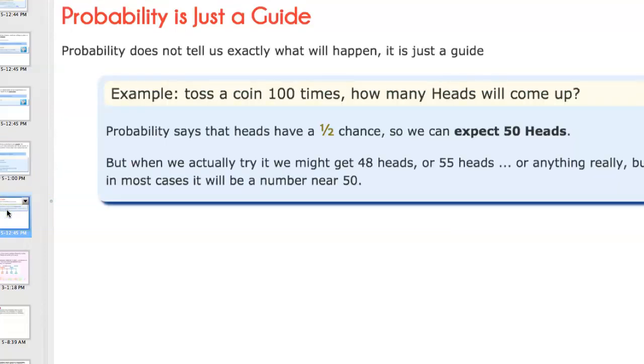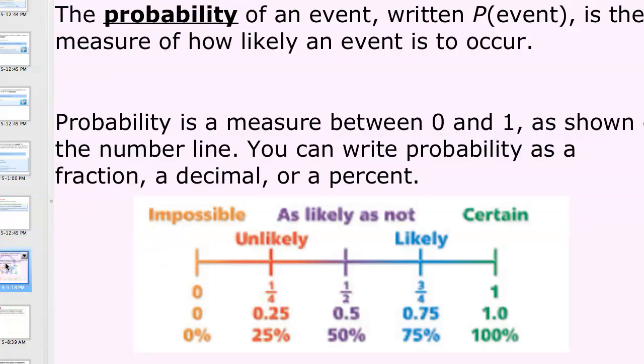Probability is just a guide. It says what could happen. It's an estimate. So tossing a coin 100 times, how many heads will come up? Well, you have a 50% chance of getting a head, so it's about 50%. Now, does that mean that I will get heads 50 times? No, it could be 49, it could be 48, it could be 52. It's just a probability, so it's just what we think is going to happen. Most likely it's going to happen.